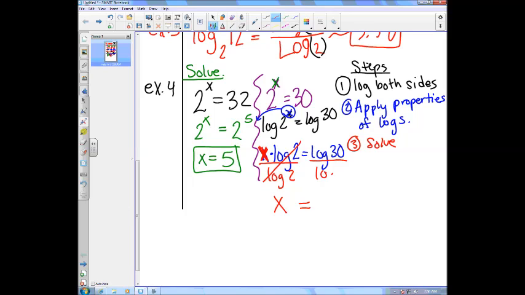Divide by log 2. Now here's where we grab our calculators. So log 30 divided by log 2. It's not just 30 divided by 2, it's log 30 divided by log 2. Grab your calculator, type it in. We're rounding to the nearest hundredths. Log 30 divided by log 2.